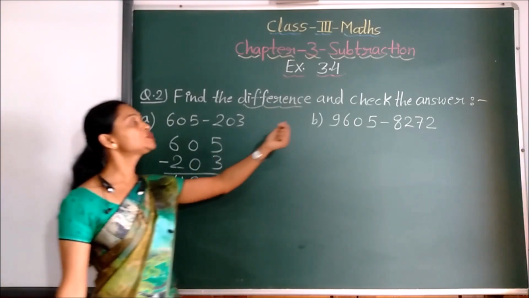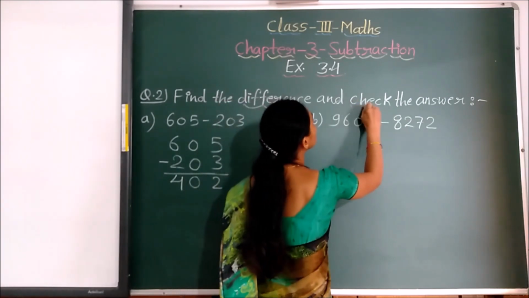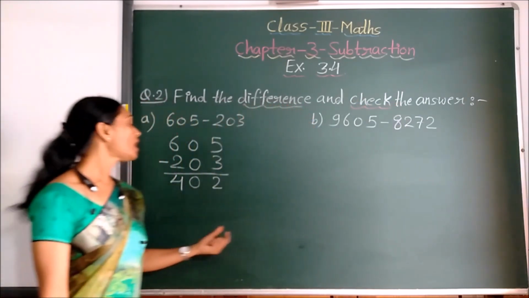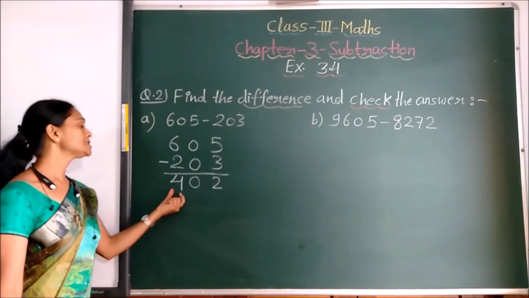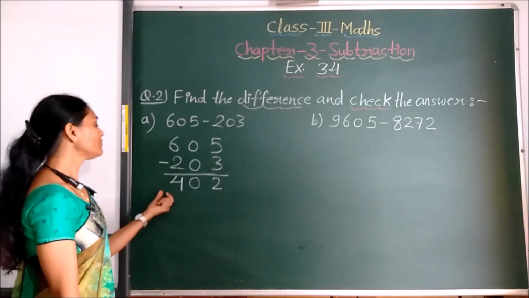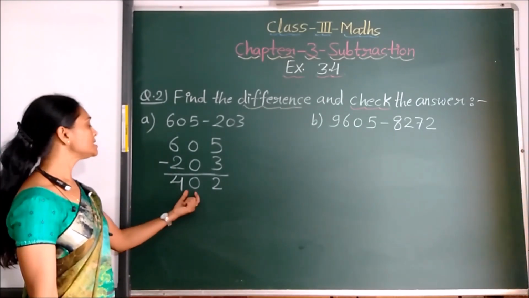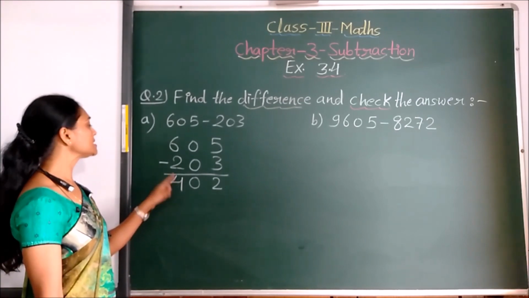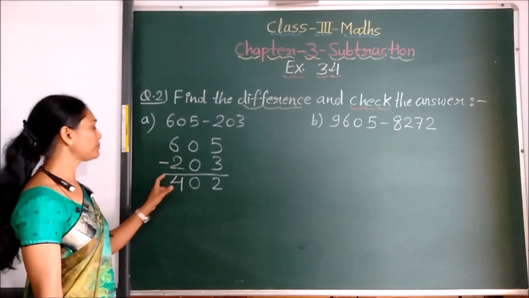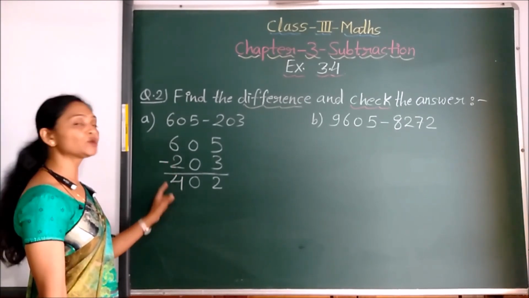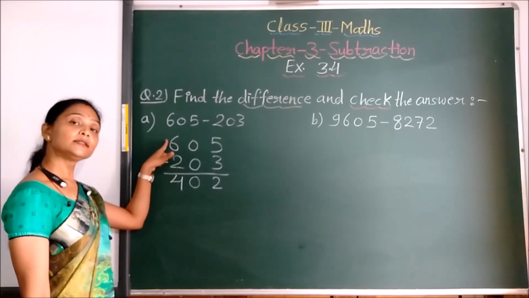Now what to do? We have to check. Yes children, we have to check the answer. So how to check the answer? This answer is right or wrong? So see what to do. To check the answer, we have to add with this answer this number which we are subtracting. When we add these two numbers, the answer should be this number.